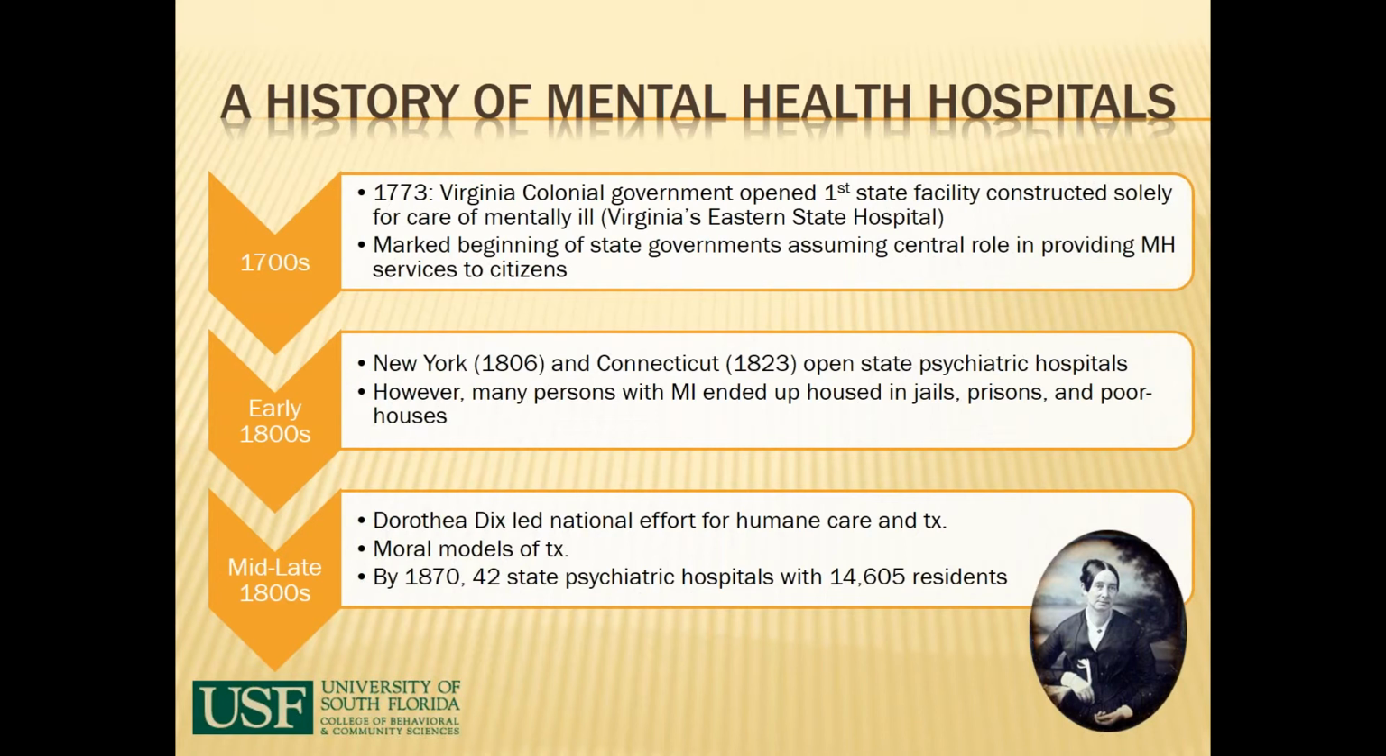It was called Virginia's Eastern State Hospital, and this sort of marked the beginning of state governments taking a central role or responsibility in providing mental health services to the citizens of those states. At the time, when we start to get into post-Constitution United States, mental health care, or health care in general, if it was even under the purview of government, would have been considered under the purview of state and local governments and not under federal government. That's federalism and its separation of powers and that sort of thing.